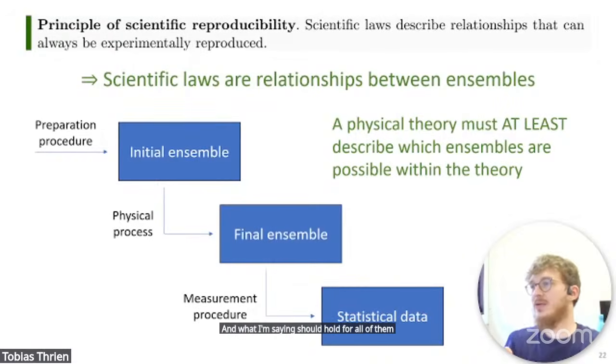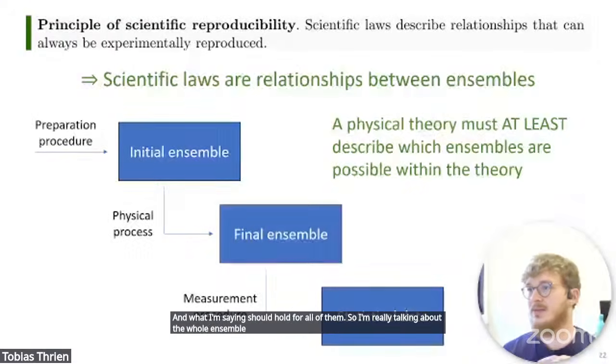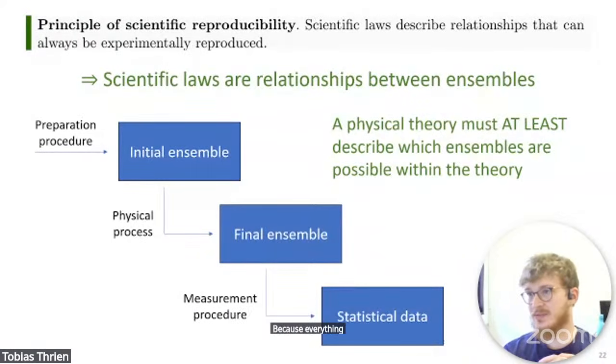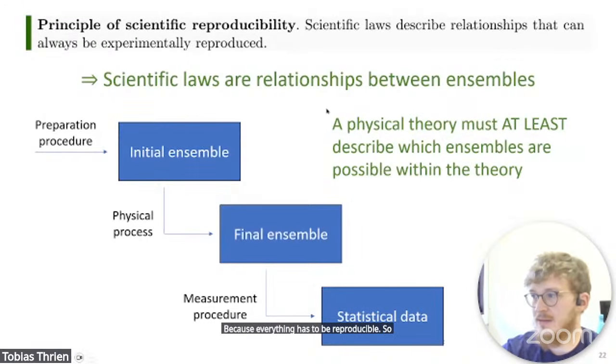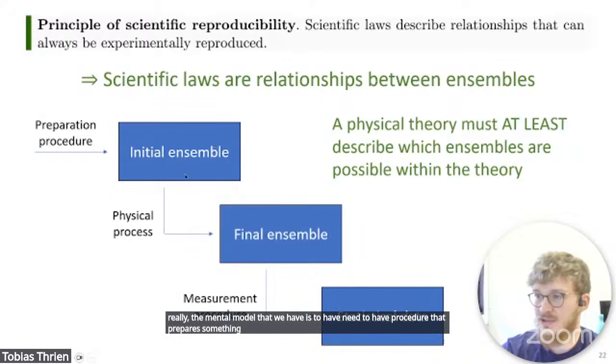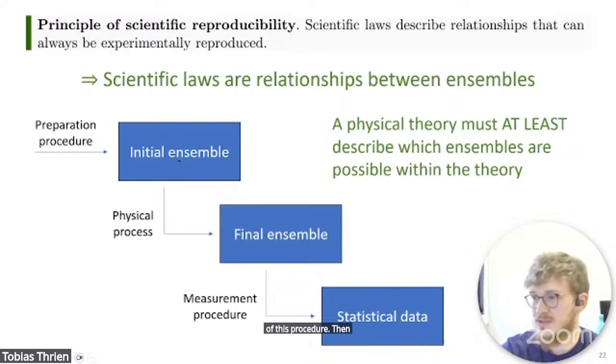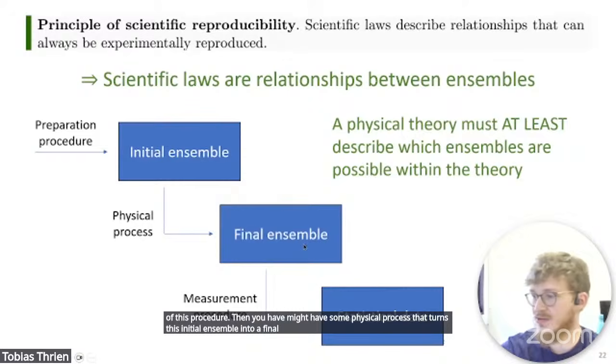So I'm really talking about the whole ensemble, because everything has to be reproducible. So really, the mental model that we have is you need to have a procedure that prepares something, and that initial ensemble is the collection of all the possible outputs of this procedure. Then you might have some physical process that turns this initial ensemble into a final ensemble, but it is still an ensemble.